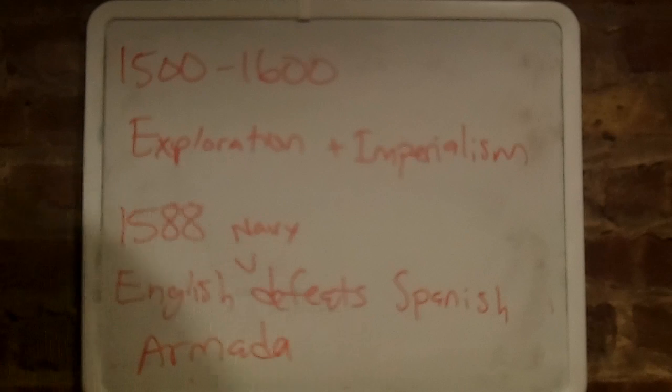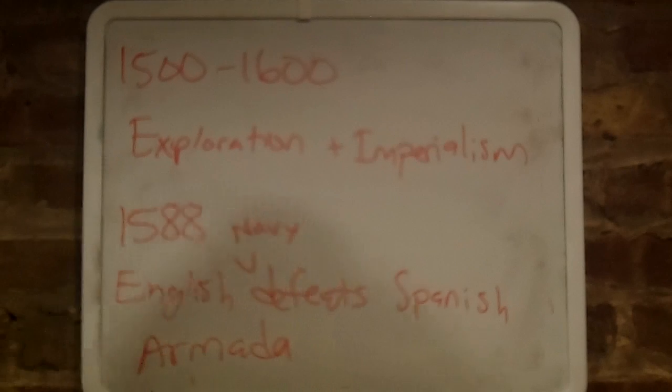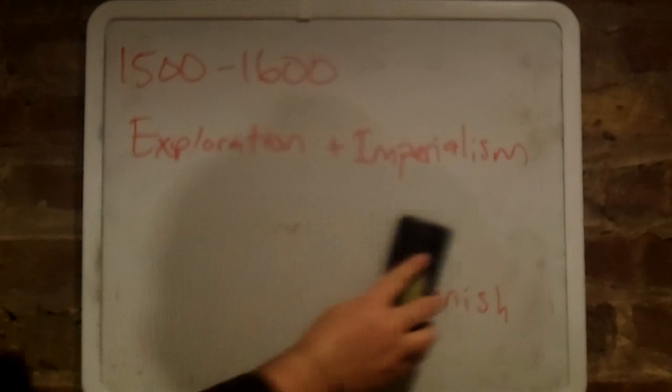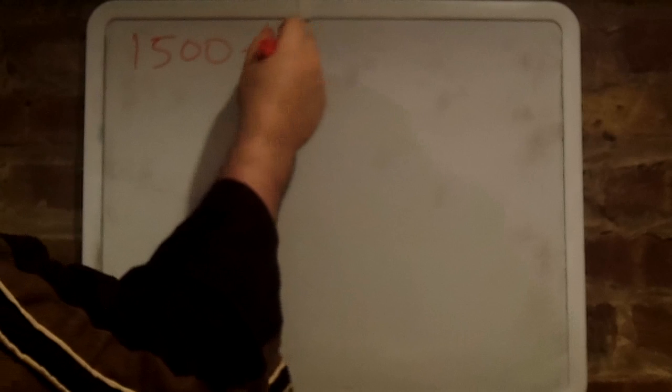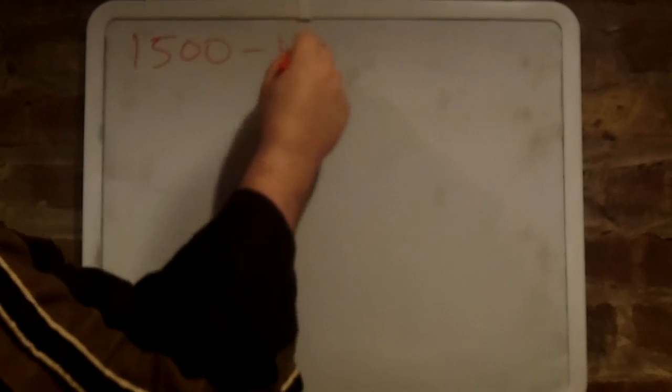So, beginning around 1600, England starts to get into the game of exploration and imperialism. And the British Empire continued to grow and expand over the next few centuries. So during the period, we'll just take the big picture, going from about 1500 to 1800.